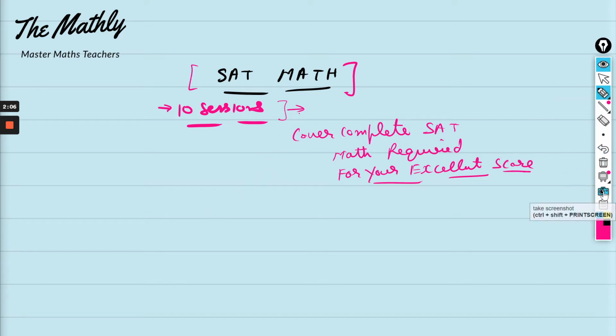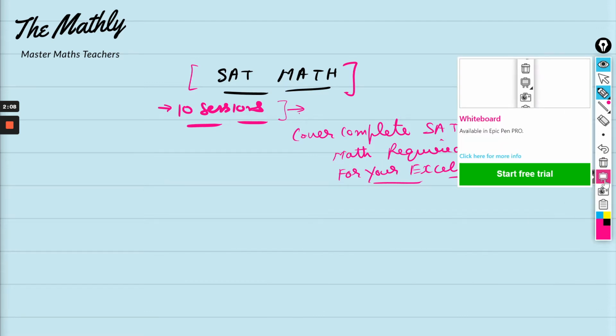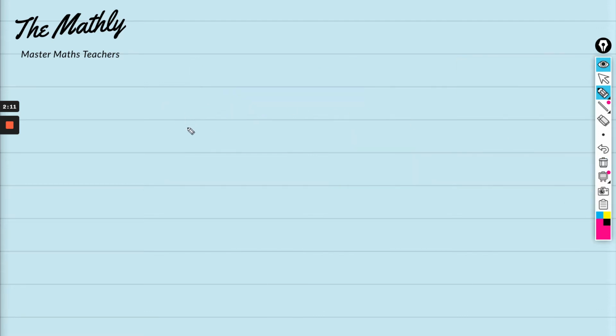Let me clear my screen. Okay, now let's start with the very first topic, which is known as graphing. Graphing in the XY plane.